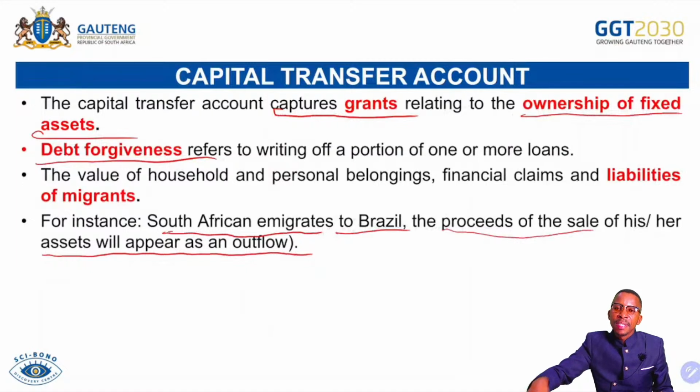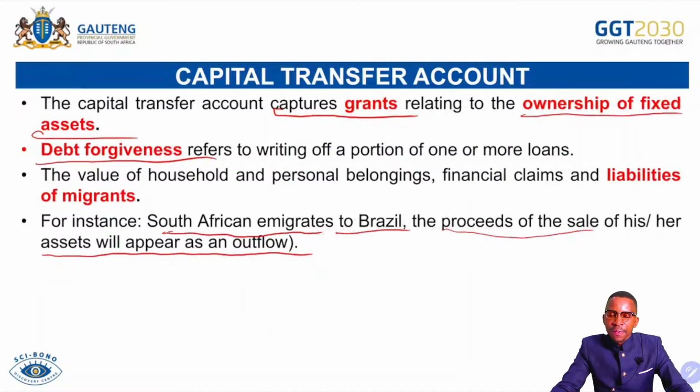So that money will be subtracted from the South African economy and be added to the Brazilian economy because that money is going out. So if a Brazilian person comes to South Africa with his or her own belongings in terms of financial capital, that money will be transferred to the South African economy and will be added in our South African BOP because the money is flowing in. So that's what we are talking about under the capital transfer account.